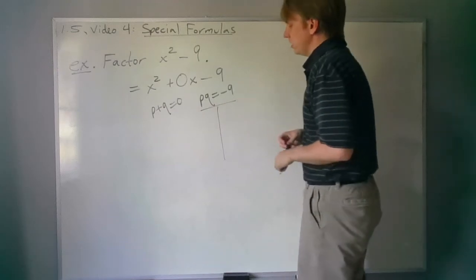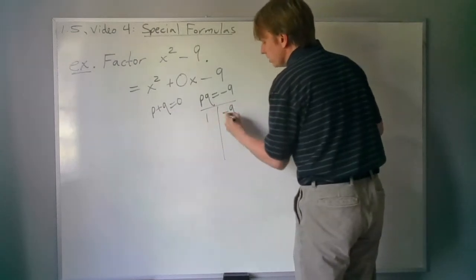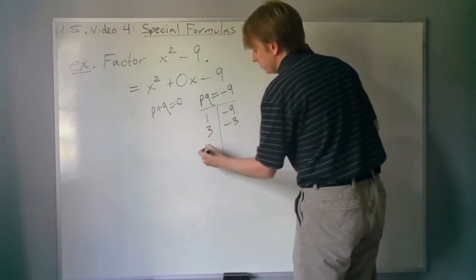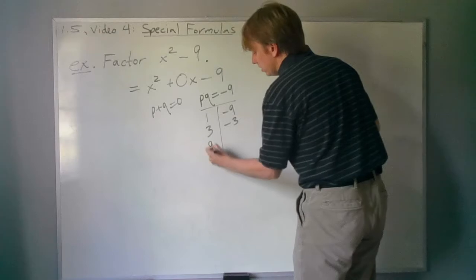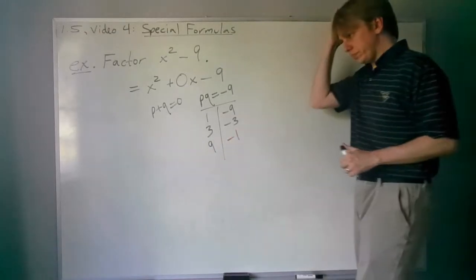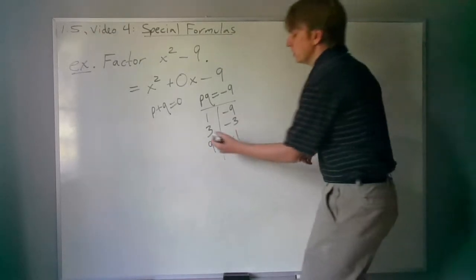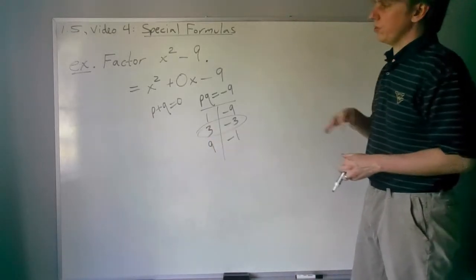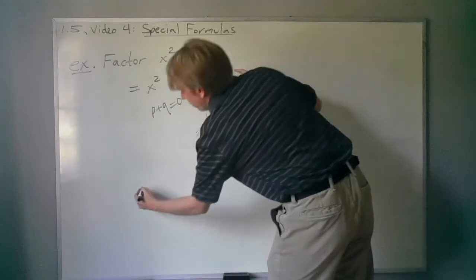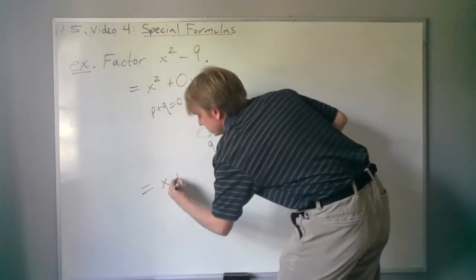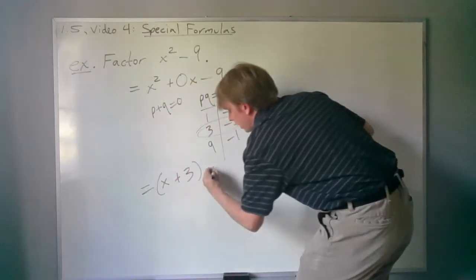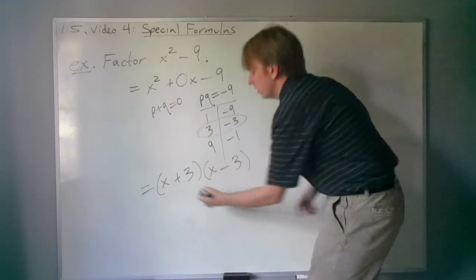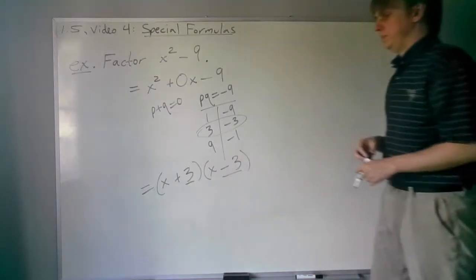So products that spit out negative 9 are 1 and minus 9, 3 and minus 3, 9 and minus 1, and that's it. And so the only ones that add up to 0 are 3 and minus 3. So that means your p and q are 3 and minus 3. And so this should factor as x plus p, x plus q, where p is 3 and q is minus 3.